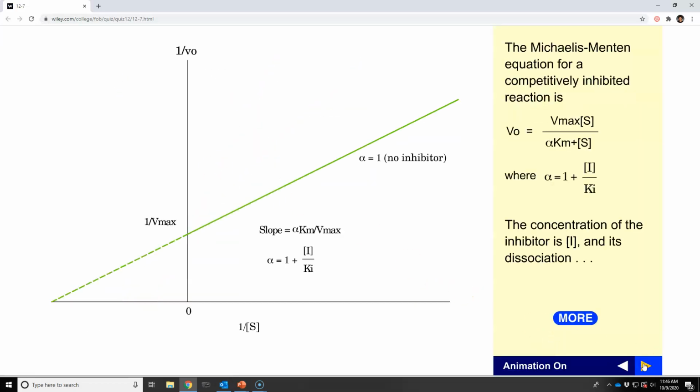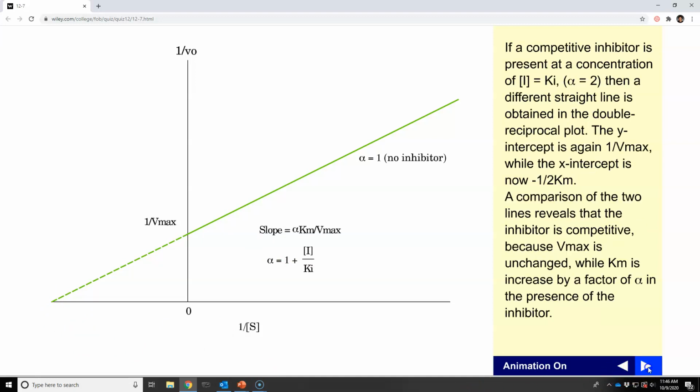Okay, so this is our plot in the absence of inhibitor. So in the absence of inhibitor, alpha is equal to 1. Our y-intercept is 1 over the Vmax, so we just take the reciprocal to solve for the Vmax. Our x-intercept is minus 1 over Km. So again, if alpha is 1, that's minus 1 over Km in the absence of inhibitor.